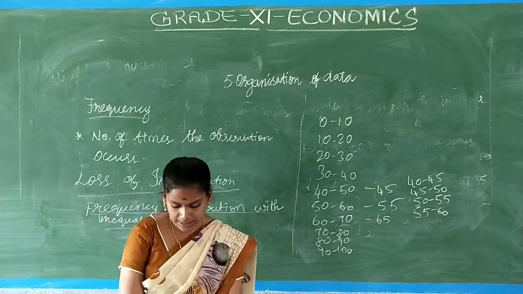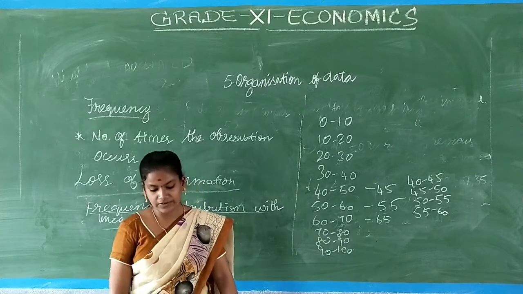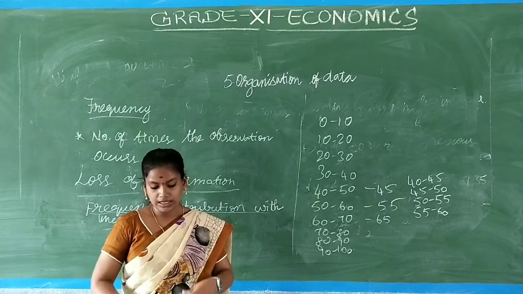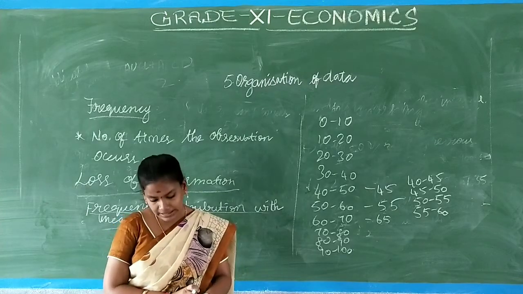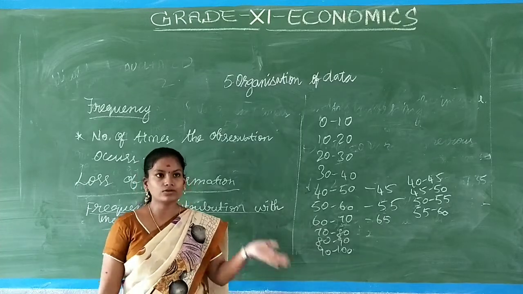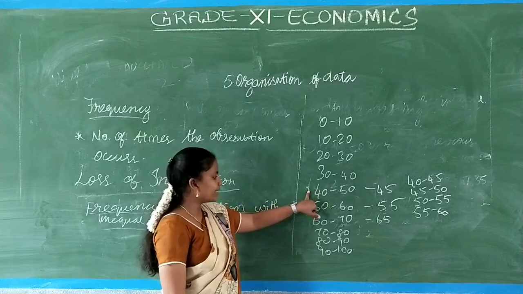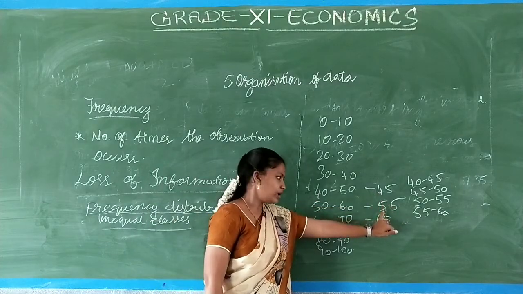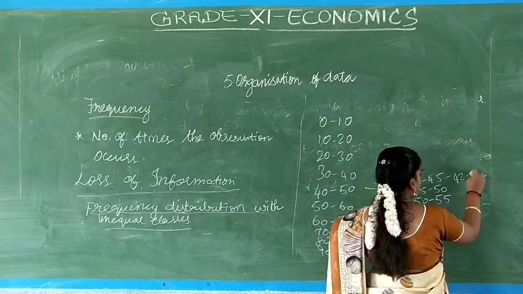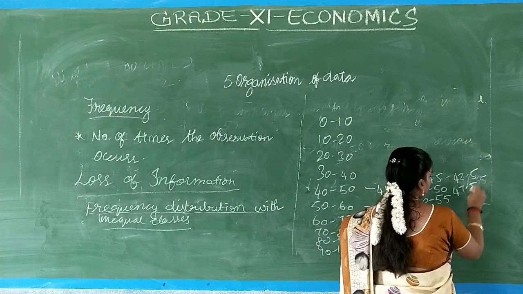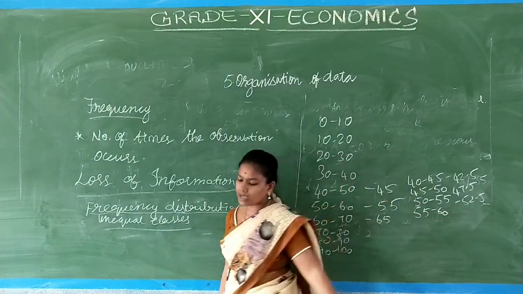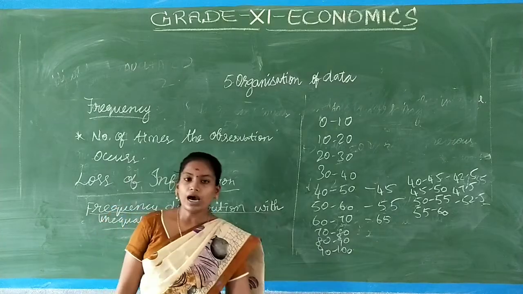Right, children? The observations in these classes deviated more from their old class mark values than from their new class mark values. Thus, the new class mark values are more representative of the data in the classes than the old values. In the old values, the class marks are 45, 55, 65, whereas here it becomes 42.5, 47.5, 52.5. So which one will they take for analysis? The new class mark will be taken for analysis.